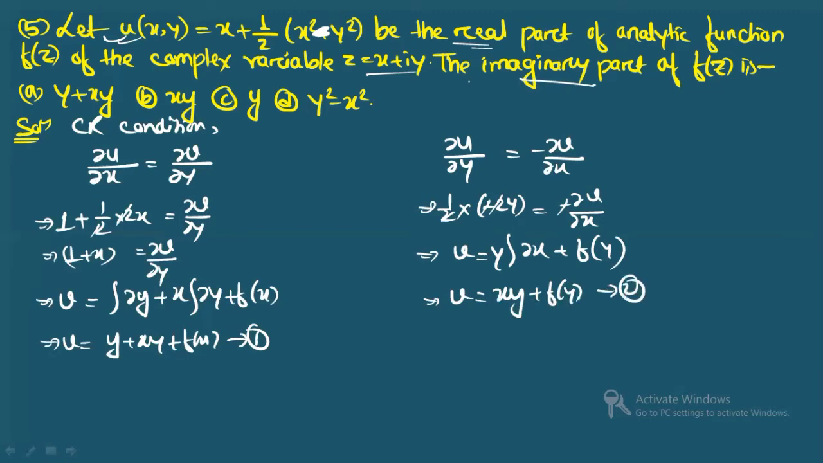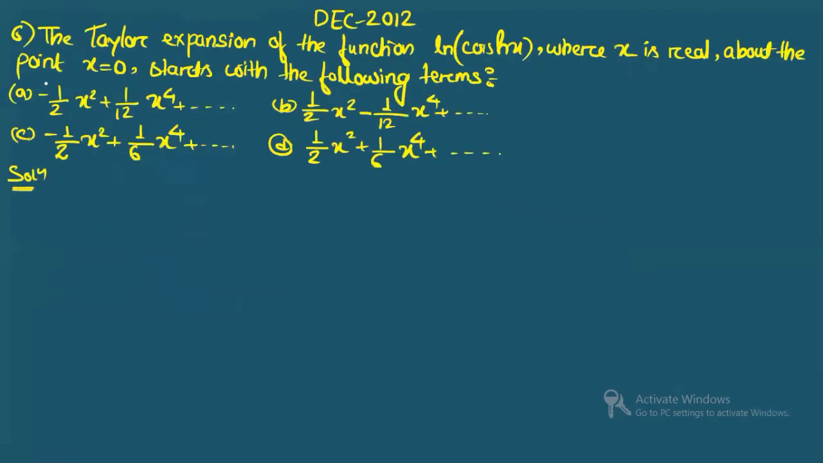This is equation 2. Now when you use 1 and 2, what will you get? v will be equal to, the term which is written twice, you will write only once. So you will write it as y plus xy, right? So the correct option is option A. Clear? I don't think these questions are tough. We are using the same formulas back to back again and again.